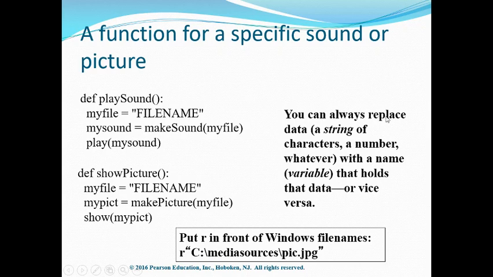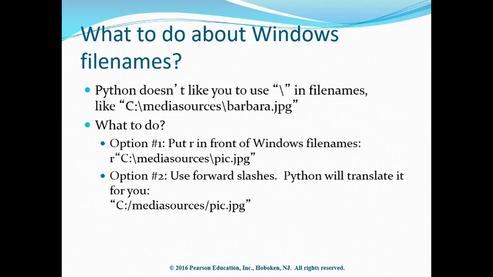So like it says here, you can always replace data, a string of characters, a number, whatever, with a name variable that holds the data, or vice versa. So you can see in these examples, which I hope you would test as well, you can point to the C drive, you can point where your pick a file points, so you can point to that directly as well. So what to do about Windows file names?